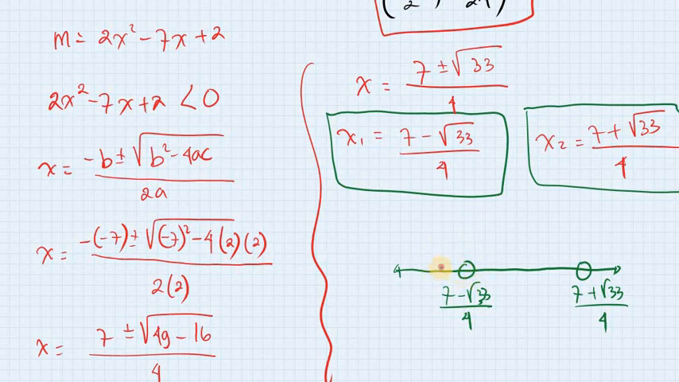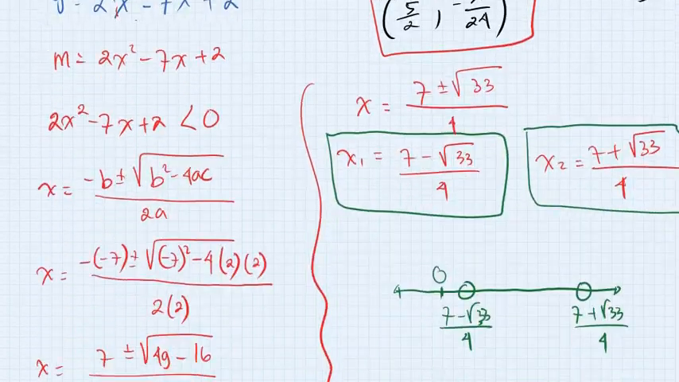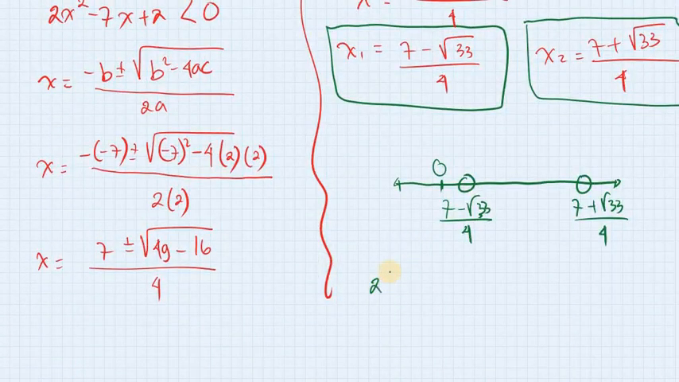So we can pick one point. Let's pick 0. That's our calculation point, and let's check whether that one is positive or negative. Let's calculate it. Input it into this gradient equation: 2 times 0 squared minus 7 times 0 plus 2. So this is 0, 0, positive 2. So over here the answer is positive. When x is equal to 0, the answer is positive.